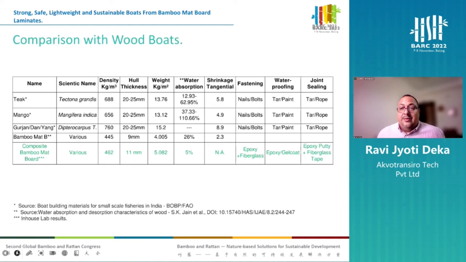We also don't have any water absorption, because water absorption under pressure was only 5%. We applied high temperature and pressure, trying to maximize how much water we could squeeze into it, and it was only 5%. We are not using any nails or bolts. There is no traditional tar and rope for sealing. It's a completely monocoque design using only epoxy and fiberglass for sealing the entire body together. So you have one monocoque body, a unitary construction, with virtually no place for any water leakage to happen.